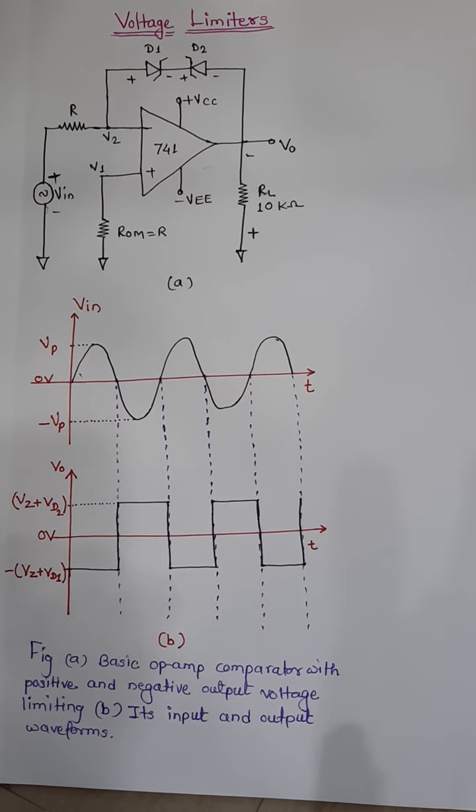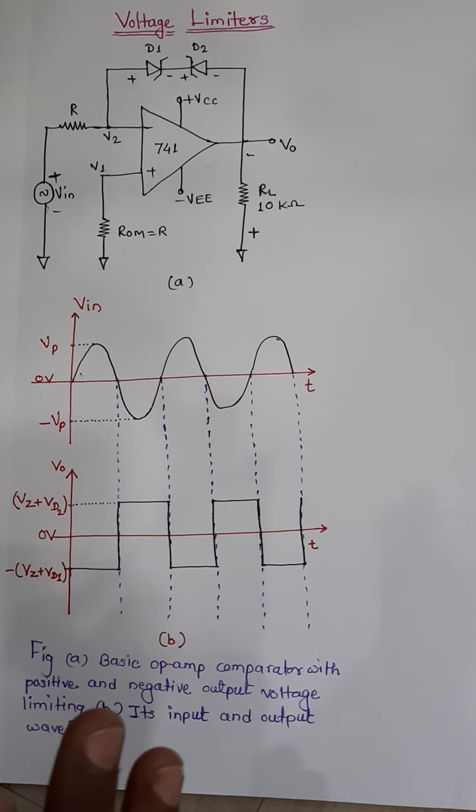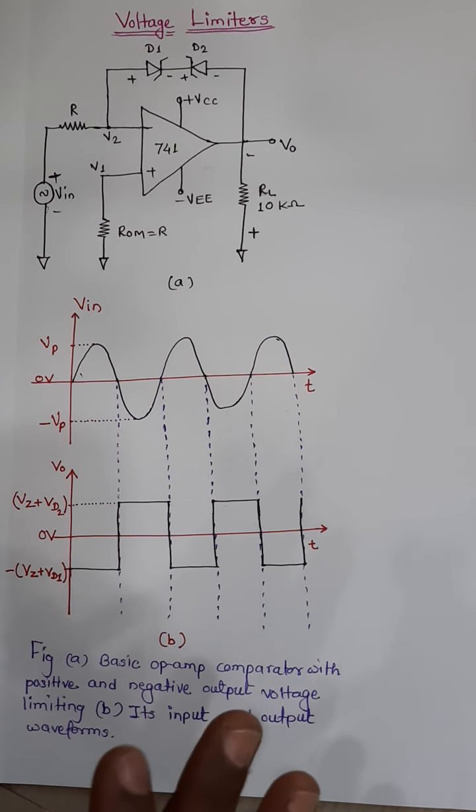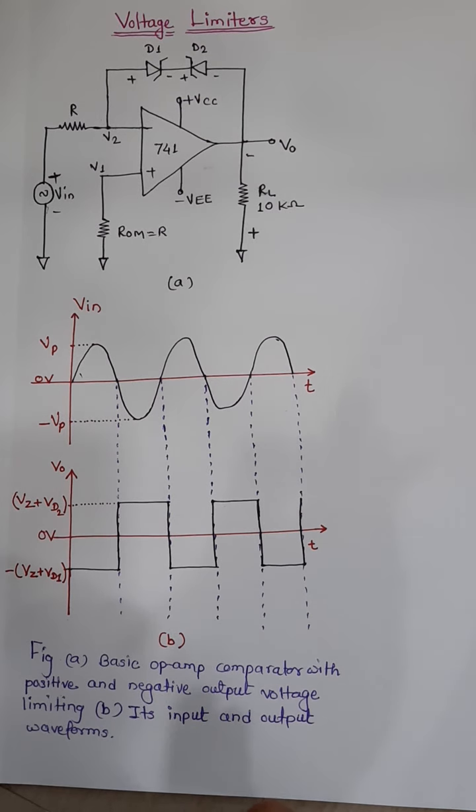So whatever the required output voltage is, we can connect the Zener diodes of that voltage. For example, if we want to control the output voltage to 1.2 volt, we can use a Zener diode of 1.2 volt. So first of all, for understanding this voltage limiter, we should know how the PN junction diode, that is simply a silicon diode, will work, as well as how the Zener diode will work.